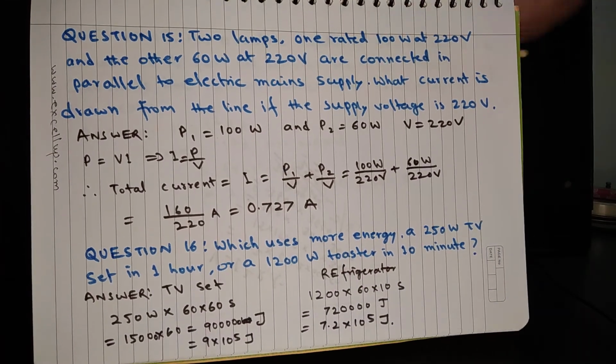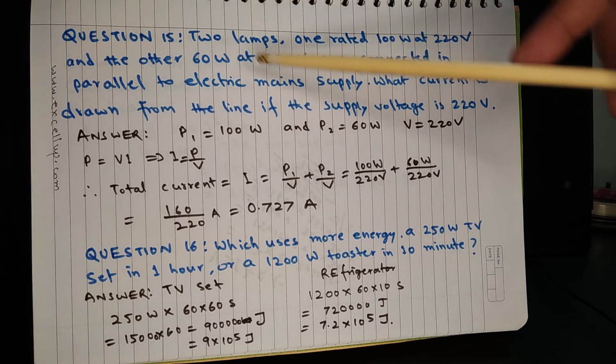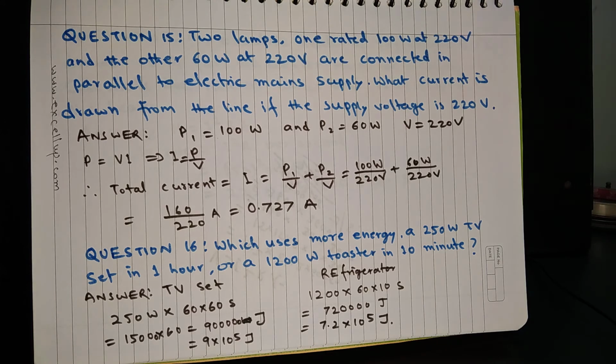Question 15. Two lamps, one rated 100 watt 220 volt and the other rated 60 watt at 220 volt, are connected in parallel to the electric main supply. What current is drawn from the line if the supply voltage is 220 volts?